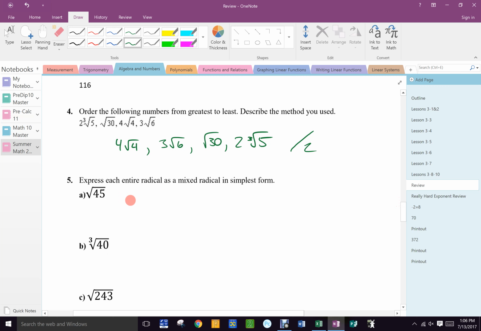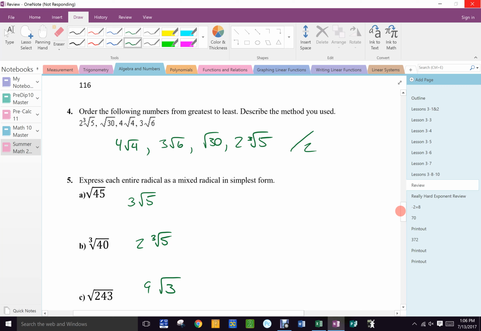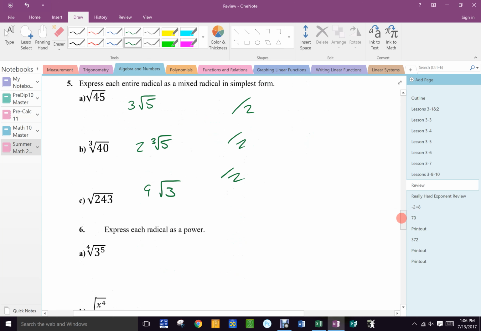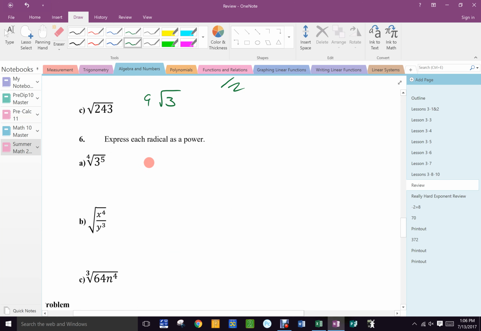That is 3 root 5. That is 2 cube root 5. That is 9 cube root 3, or root 3. Again, all of them are 2 marks. 2 marks. Out of 2, out of 2, out of 2. That is, as a power, 3 to the 5/4. That is x squared over y to the 3/2. That is 4n to the 4/3.